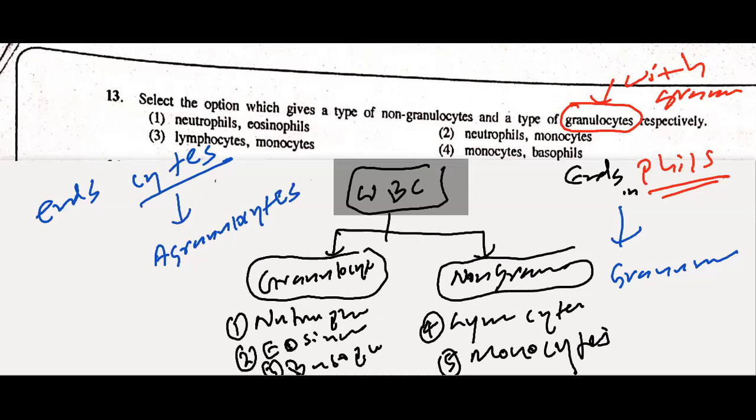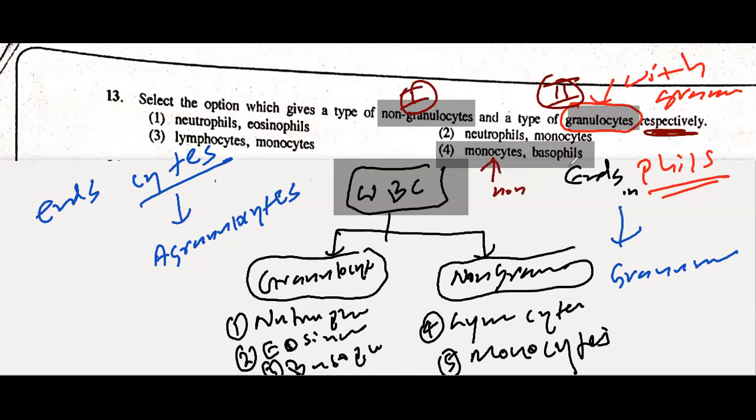Fourth answer. Very good. Question number 13, the answer is the fourth. Monocytes and basophils. They are asking for non-granulocytes and granulocytes respectively. Here, first you have to give the non-granulocytes, then the granulocytes. Be careful with "respectively." So this one will be non-granulocytes, and this one will be granulocytes. The answer is the fourth. Very good.